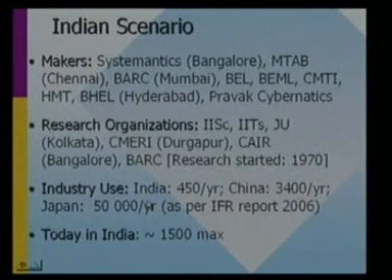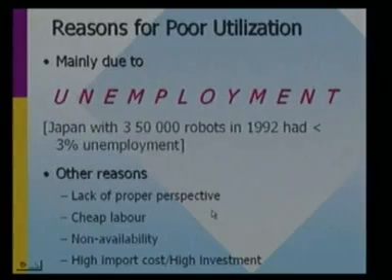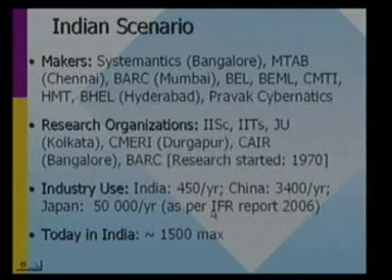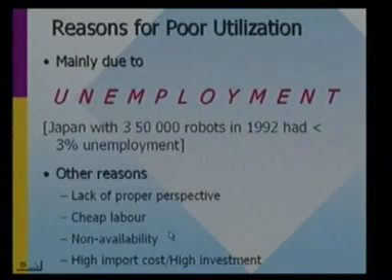If you look at industry use, a recent statistic published in the International Federation of Robotics 2006 report says that in the last 2-3 years about 450 robots are getting installed per year in India, whereas China is installing 3,400 per year and Japan about 50,000 per year. At this moment India would probably have about 1,500 robots in total used in different industries.